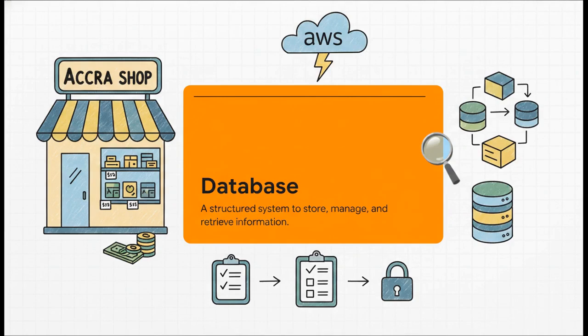Very simply put, a database is just the foundational record-keeping system for our Accra shop. It's a structured system used to store, manage, and retrieve information electronically. It basically ensures that every single item in your store, every price tag, and every single sale is tracked perfectly so you never lose money or miscount your stock.